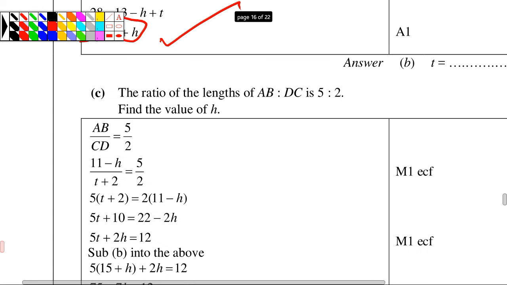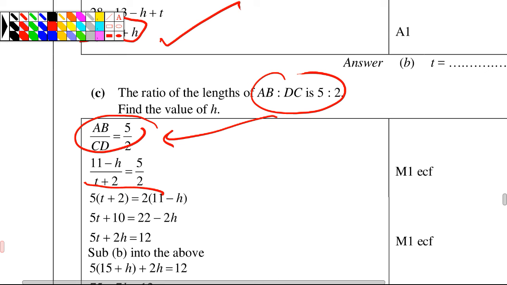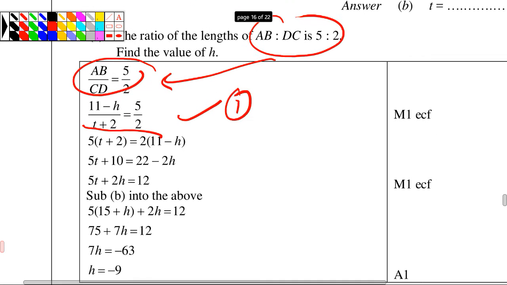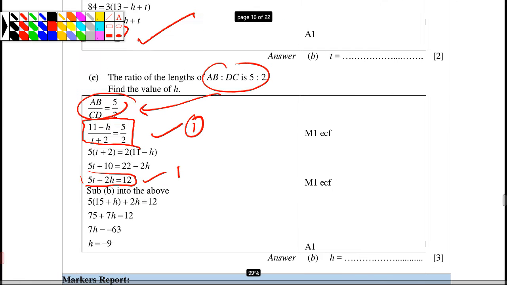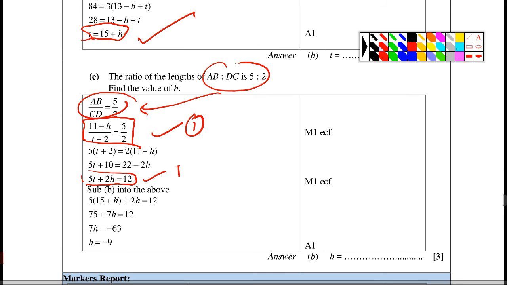The ratio is this, so you must be able to write this. So if you write this is 1 mark, you write 11 minus H over T plus 2 equal 5 over 2, that's 1 mark. You simplify, that is 1 mark. Then you solve simultaneous, that is 1 mark. So these are the 3 workings. This is the last working.